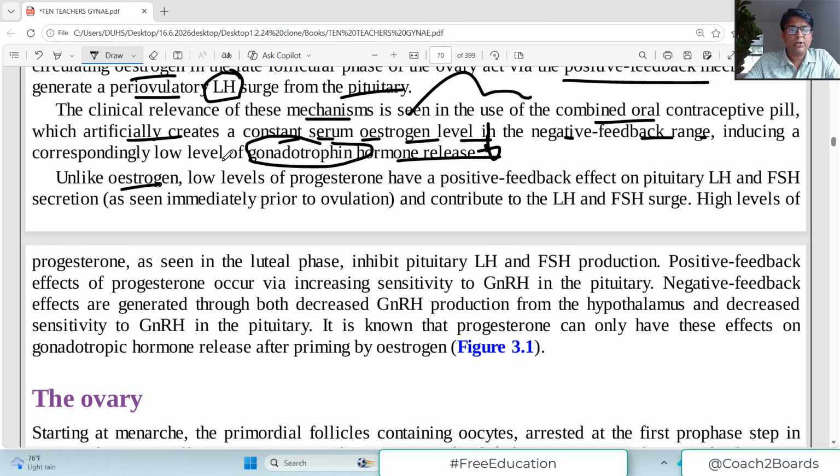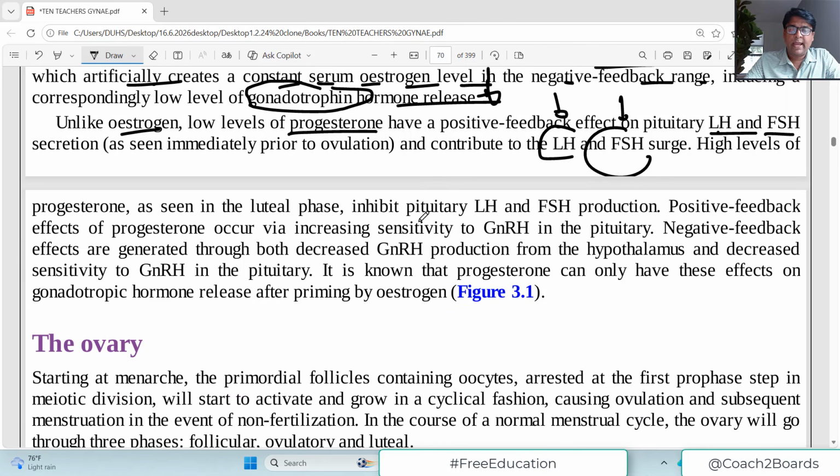Now, unlike estrogen, low levels of progesterone have a positive feedback effect on pituitary LH as well as FSH secretion. And it contributes to the LH and FSH surge. So estrogen particularly with LH and progesterone with both of them. Okay, and high levels of progesterone as seen during the luteal phase, ये भी हम थोड़ी देर में बात करेंगे. It inhibits LH and FSH production.